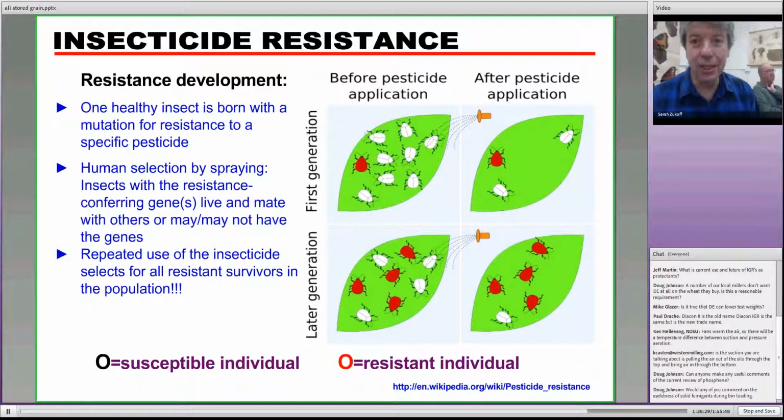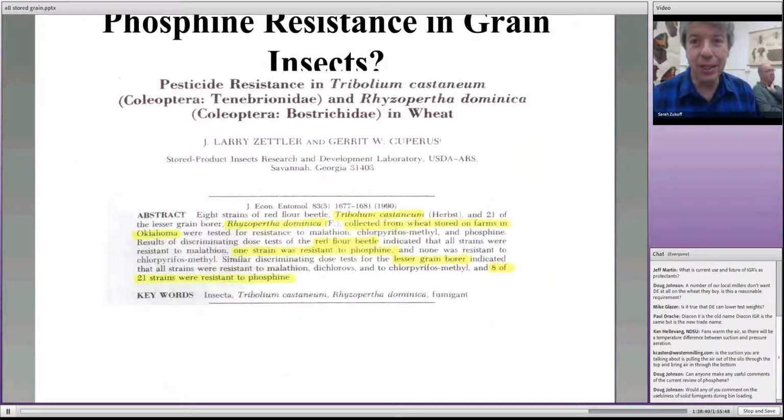But every time it's sprayed, the red guys build up until you have mostly red guys. Those are the resistant ones. And so they can go on and carry those genes into future generations. Well, do we have it in grain insects?